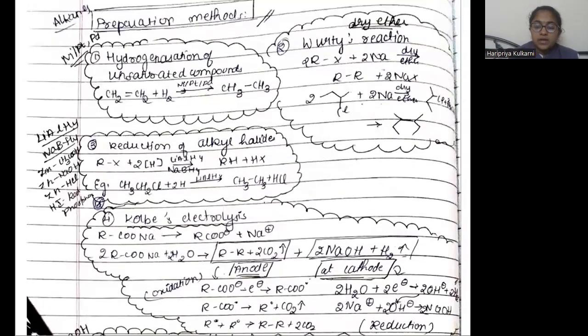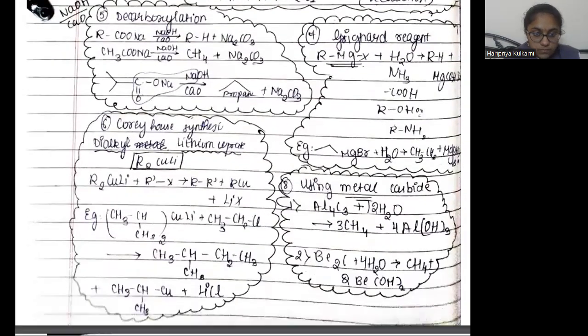So this is the whole mind map. You can refer to this as well. Coming to alkenes. Now, preparation methods of alkenes.